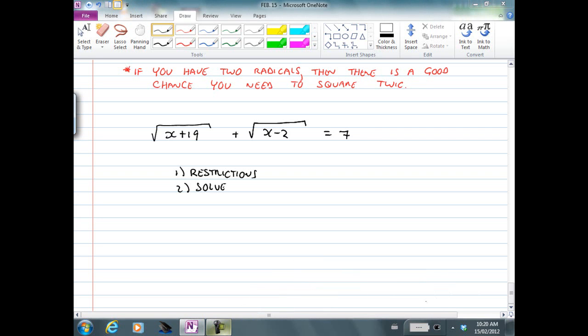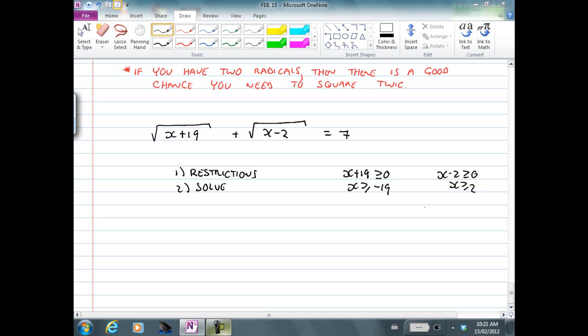I'm going to work with my restrictions. x plus 19 greater than or equal to 0, so x is greater than or equal to negative 19. x minus 2 is greater than or equal to 0, so x is greater than or equal to 2. Okay, now I have two restrictions.